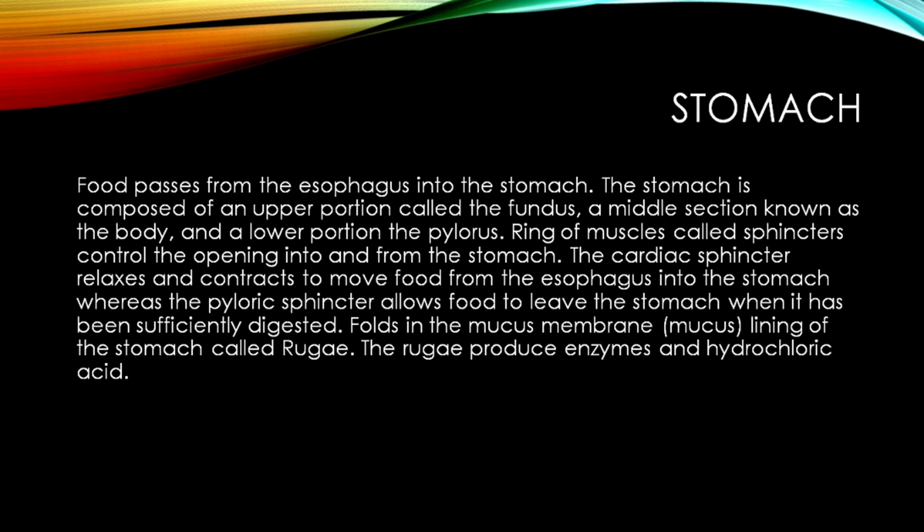Food passes from the esophagus into the stomach. The stomach is composed of an upper portion called the fundus, a middle section known as the body, and a lower portion, the pylorus. A ring of muscles called the sphincters controls the opening into and from the stomach. The cardiac sphincter relaxes and contracts to move food from the esophagus into the stomach, whereas the pyloric sphincter allows the food to leave the stomach when it has been sufficiently digested.